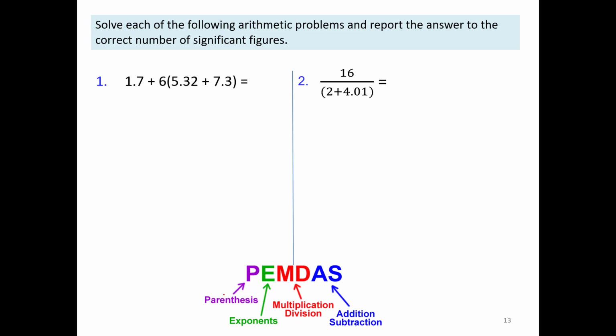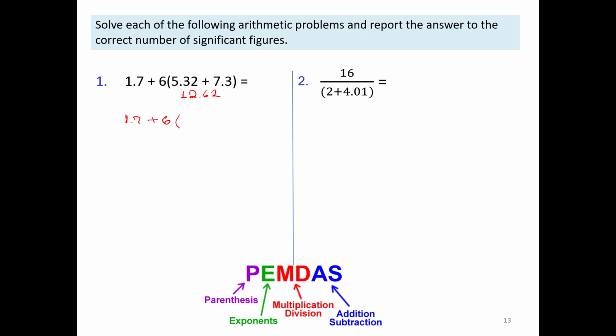The first thing we need to do is add 5.32 plus 7.3. I will write the full result here because I want to write the number with the right number of significant digits in the next step. If we add this, it is 12.62. Now let's write it with the correct number of significant figures, then it will be 1.7 plus 6.